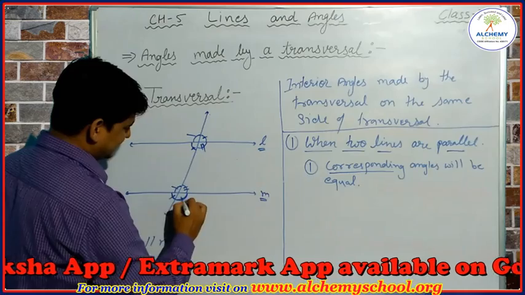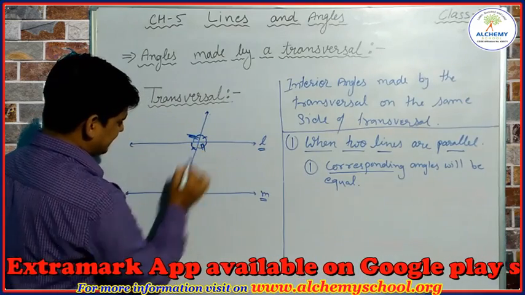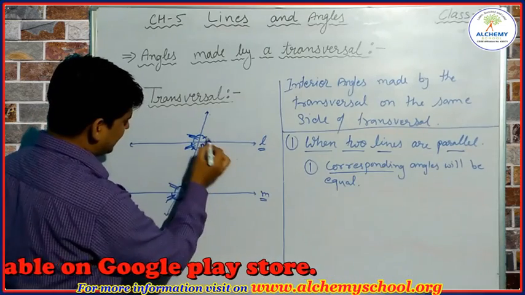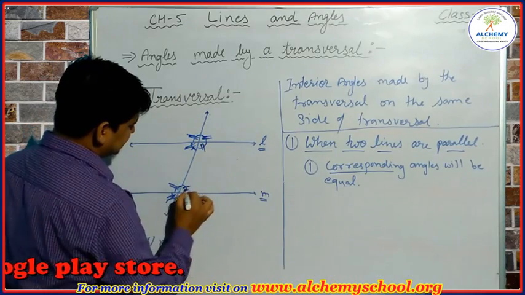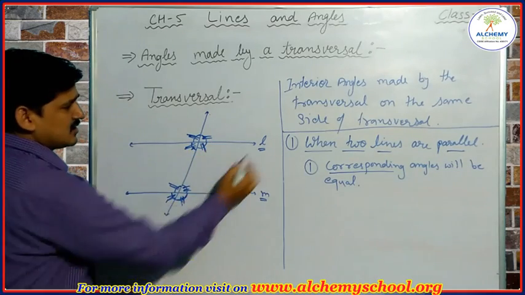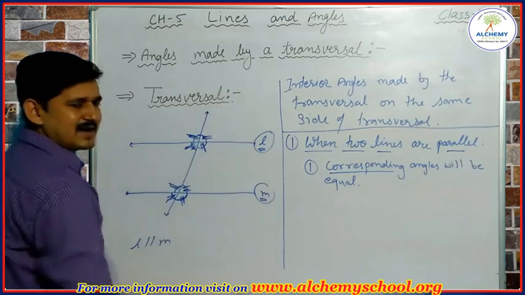So this angle and this angle are equal. This angle and this angle will be equal. This angle and this angle will be equal. This angle and this angle will be equal when two lines are parallel.